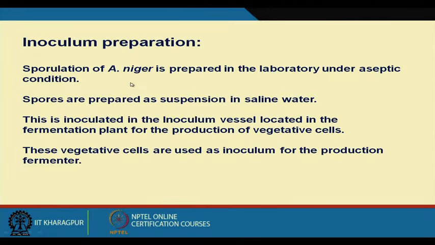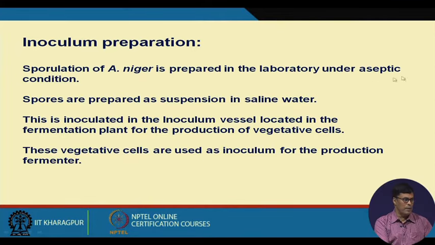Now, inoculum preparation. I was discussing that sporulation of Aspergillus niger is prepared in the laboratory under aseptic conditions. Spores are prepared in suspension in saline water. This is inoculated in the inoculum vessel located at the fermentation plant for the production of vegetative cells, because when we inoculate the production fermenter, it should be vegetative cells, not spores. These vegetative cells are used as the inoculum for the production fermenter.